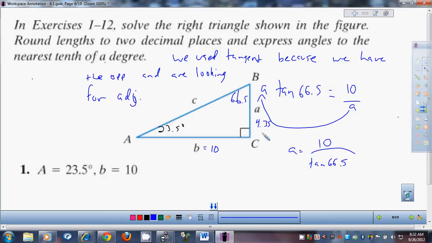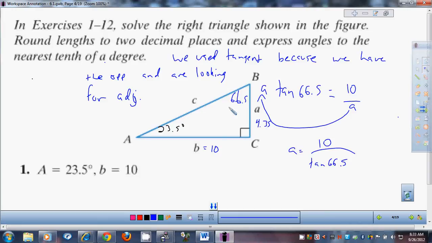But I think it's good practice for us to just keep using trig. So let's go from 66.5 again. Now, when you're looking for C, you now have two sides that you could choose to use. However, which one did we round? A. So let's just use B so that our answer will be as accurate as possible. If you use a rounded number to find another answer, it's going to have a bigger margin for error.